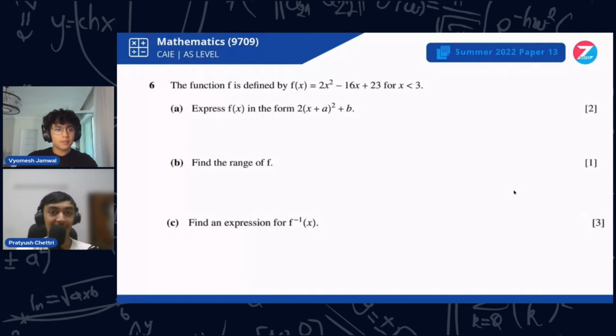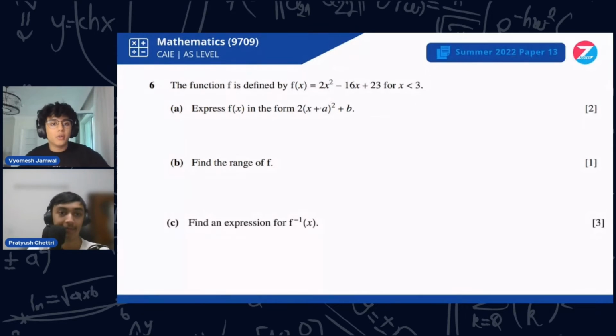Vyomesh will assist us with this question. And the function here is defined by this. Yes. Sure. So we could first of all see that question 6a is asking us to do it in the completed square form. So to do that, I would first of all take 2 as a factor of 2x squared minus 16x. So it would be 2 times x squared minus 8x, brackets closed, plus 23.